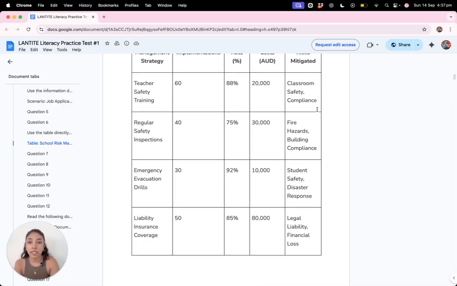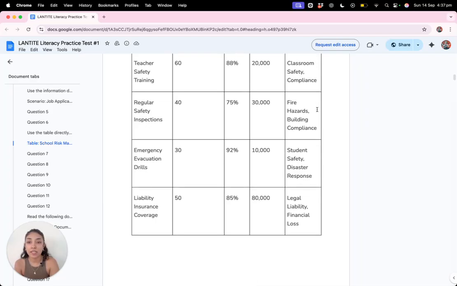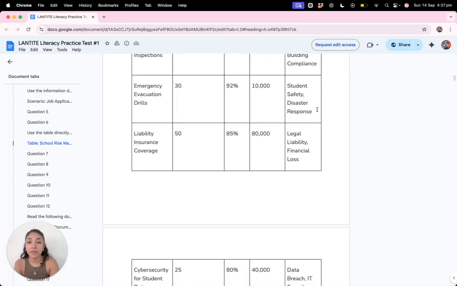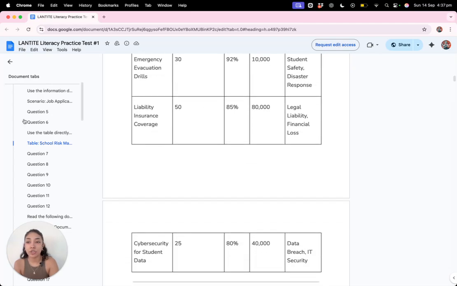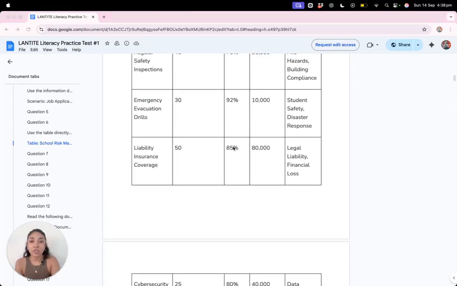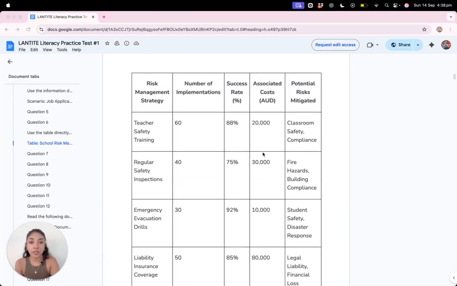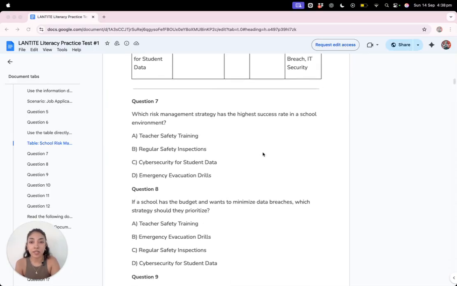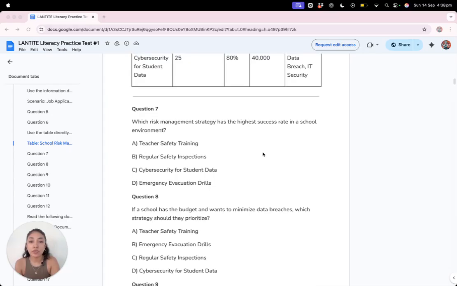And then we've got here on the left, teacher safety training, regular safety inspections, emergency evacuation drills, liability insurance coverage, and cybersecurity for student data. So you can go through and just read all of this that's on the table. I'm going to go straight to question 7. Which risk management strategy has the highest success rate in a school environment? We've got A, teacher safety training, B, regular safety inspections, C, cybersecurity for student data, and D, emergency evacuation drills.